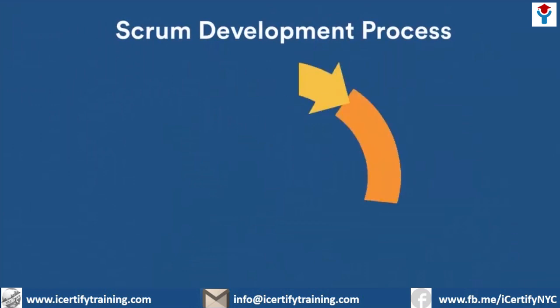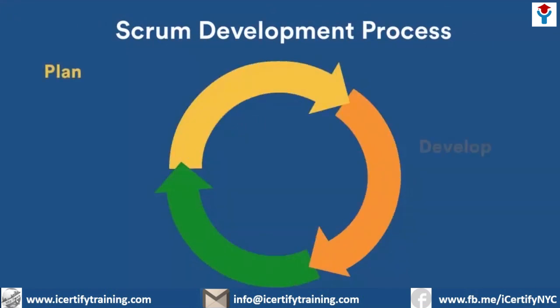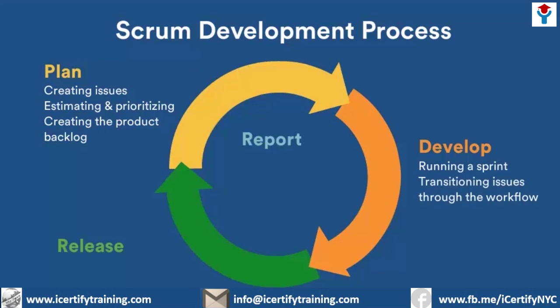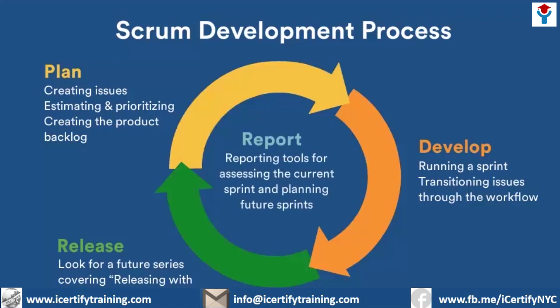In these tutorials, you've seen how to use Jira throughout the Scrum development process. You've looked at 2 phases of the process. For the planning phase, you saw how to create issues, estimate and prioritize them as you build a product backlog. For the development phase, you saw how to run a sprint, move issues through the workflow, and report on progress. The release phase wasn't covered in these tutorials, but watch for future tutorials on the topic. Throughout your development process, you can gain insight on your progress using reports to better understand where your development efforts went and how to plan for future sprints.